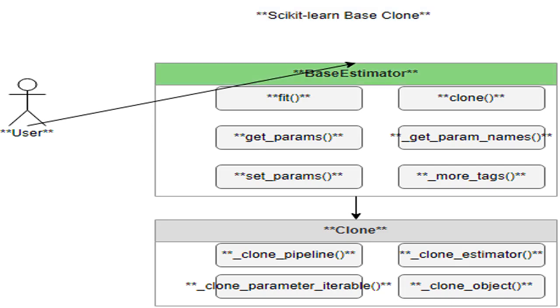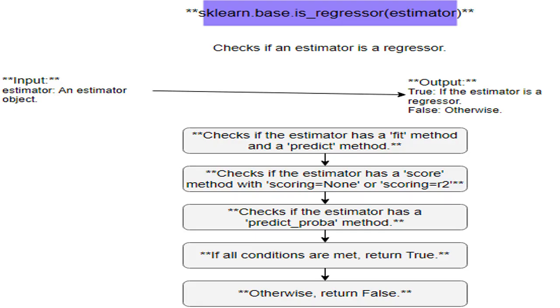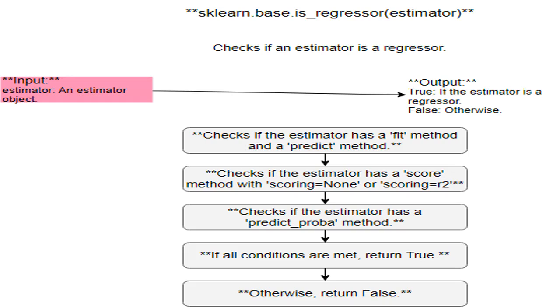Base estimator interacts with sklearn.base.is_regressor. This system checks if an estimator is a regressor. The input to the system is an estimator object, which is received to be evaluated. The method check component checks if the estimator has certain required methods, verifying the presence of fit, predict, and score methods with specific scoring parameters.